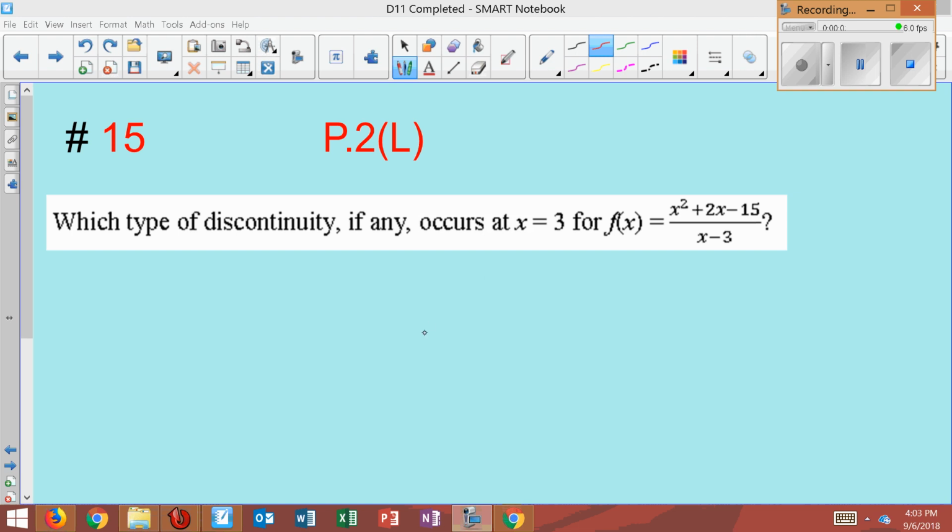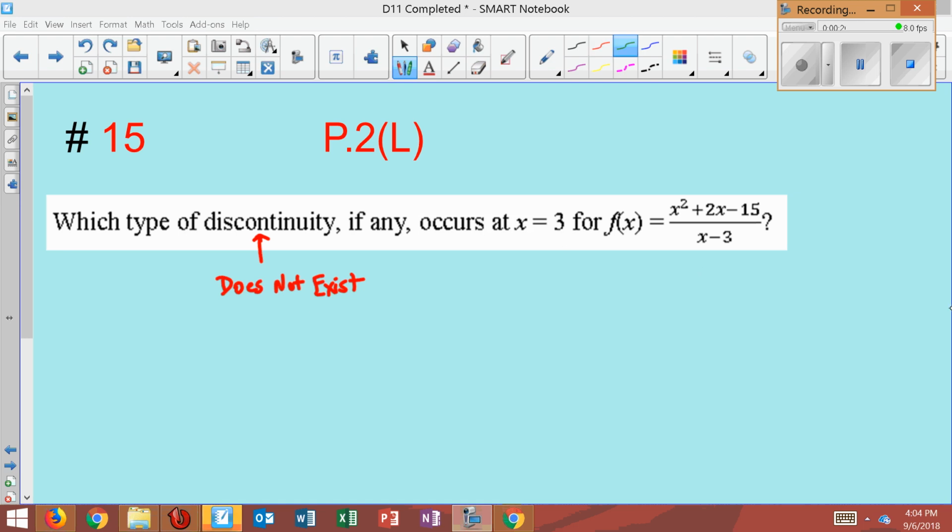Number 15. Which type of discontinuity, if any, occurs at x equals 3 for the equation here for f? Well, remember, discontinuity occurs when the graph does not exist. Okay, so this would mean that something does not exist. Now, as I look at this problem, I know in mathematics you're never allowed to divide by 0.